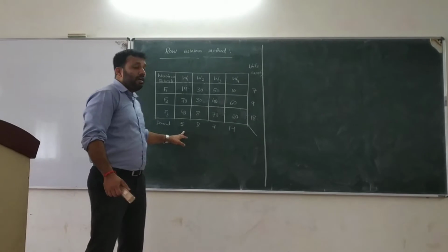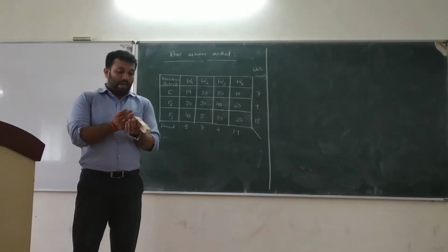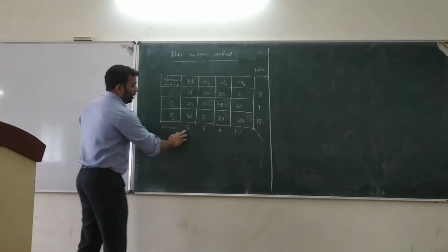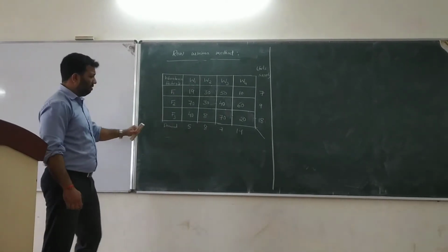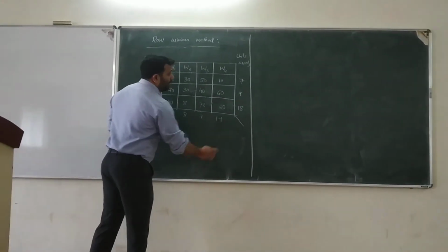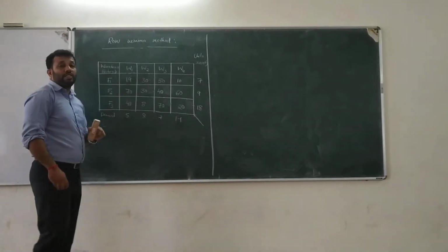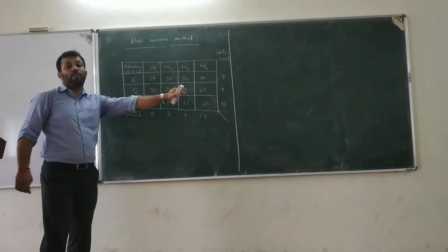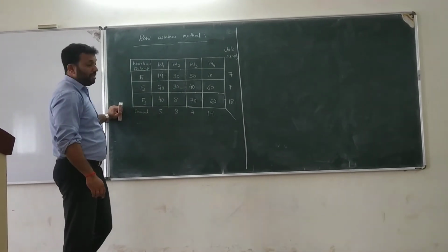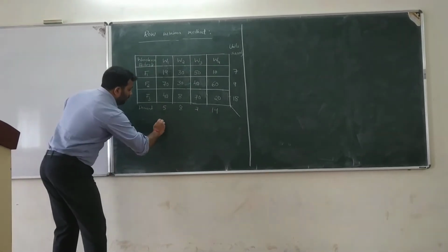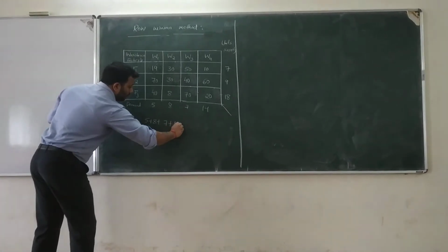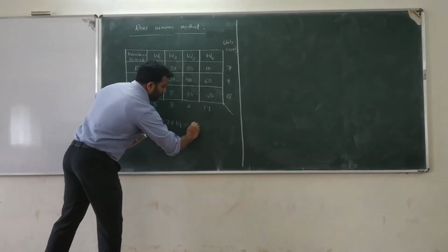Initially we have to look into the demand and supply, whether it is balanced or not. How can we find out? We have to add all the demand and all the supply. If demand is equal to supply, then we say the problem is balanced. So here it is 5 plus 8 plus 7 plus 14, which is equal to 34.